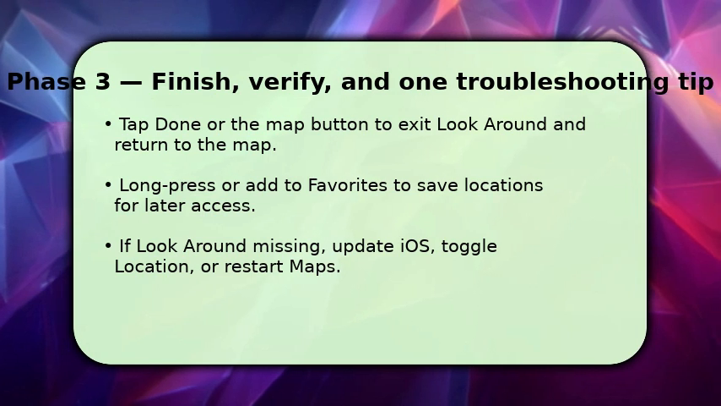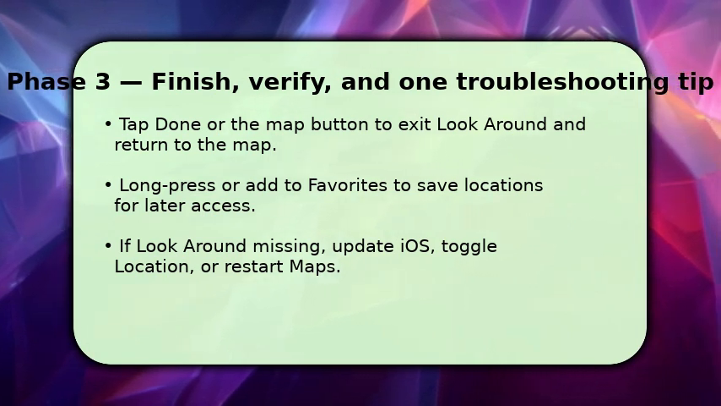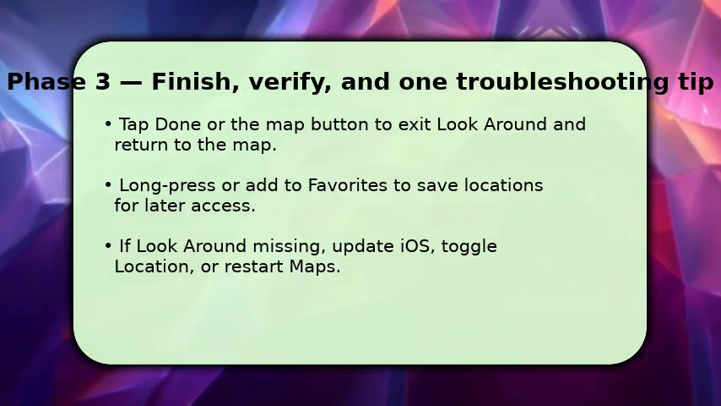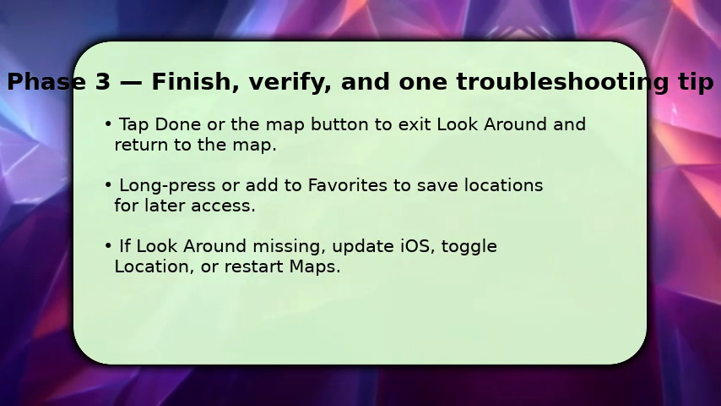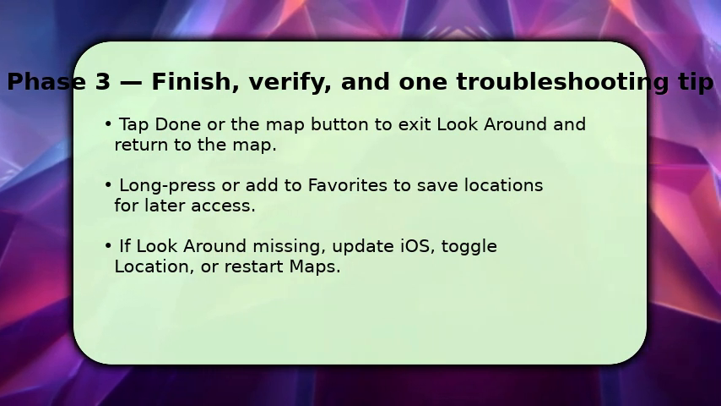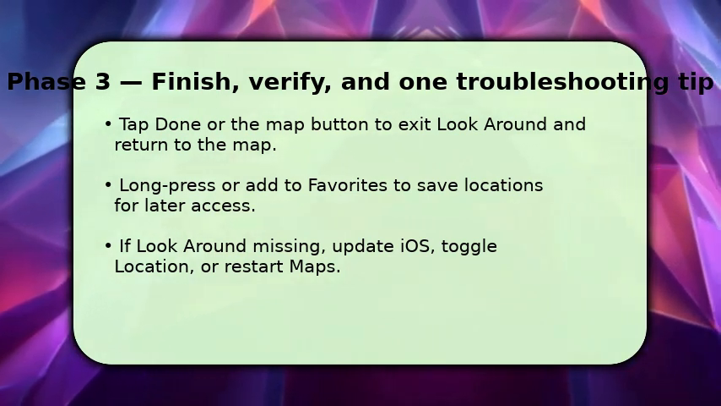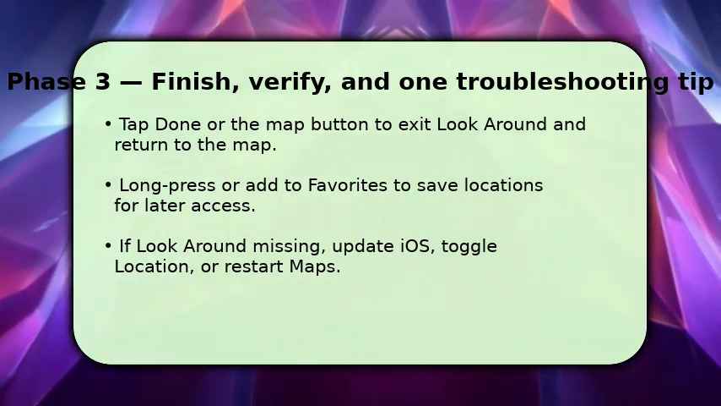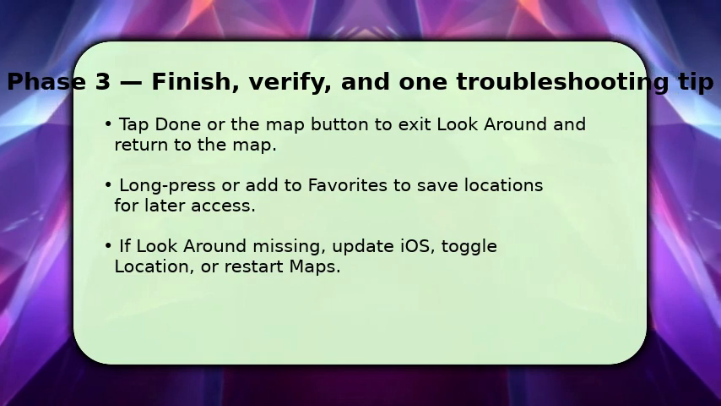If Look Around doesn't appear, make sure iOS and Maps are updated, toggle location services, and reconnect to Wi-Fi. Restarting the Maps app often fixes thumbnails not loading. If imagery looks wrong, report a problem from the place card so Apple can refresh that street data.